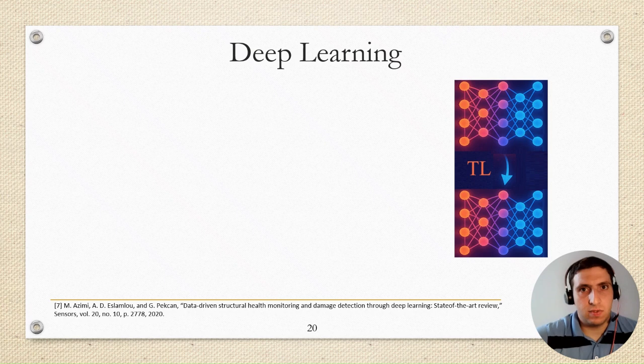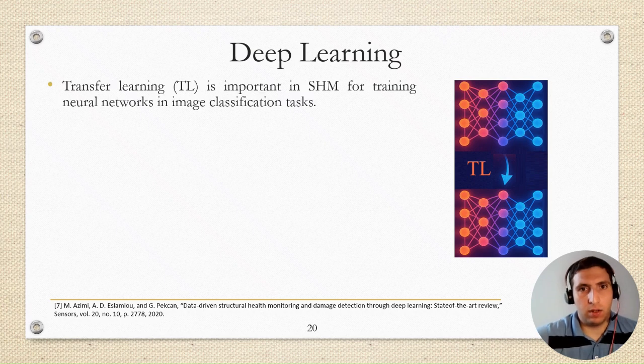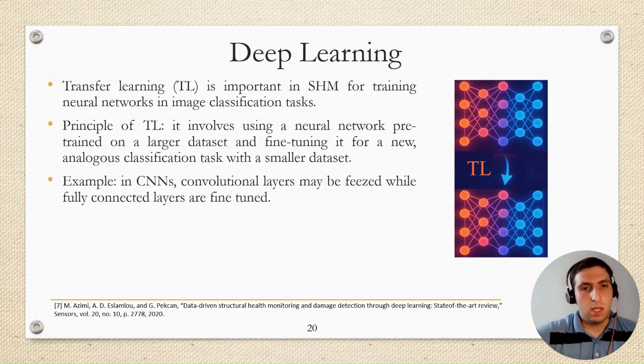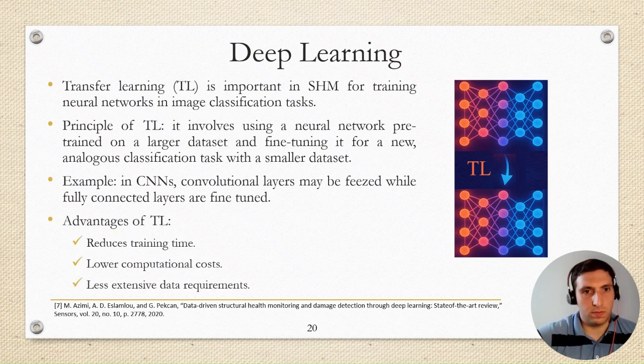Now we will discuss transfer learning. Transfer learning is an important tool in structural health monitoring for training neural networks in image classification tasks. The principle of transfer learning is as follows. It involves using a neural network pre-trained on a larger dataset and fine-tuning it for a new analogous classification task with a smaller dataset. An example is as follows. In a CNN, convolutional layers may be frozen, while fully connected layers could be fine-tuned.